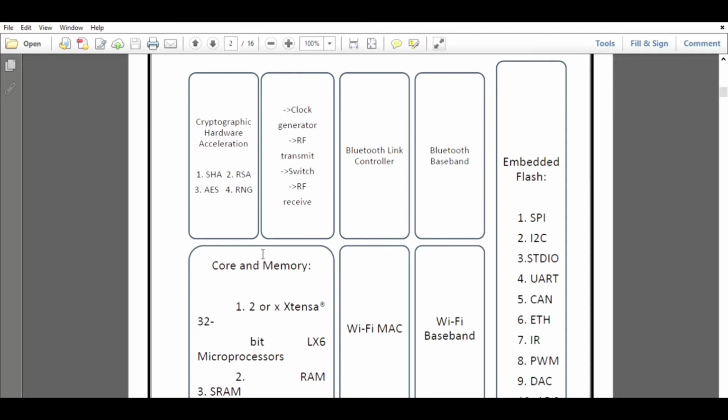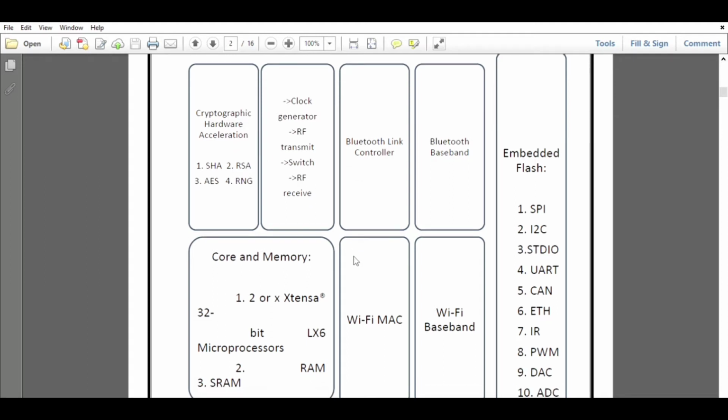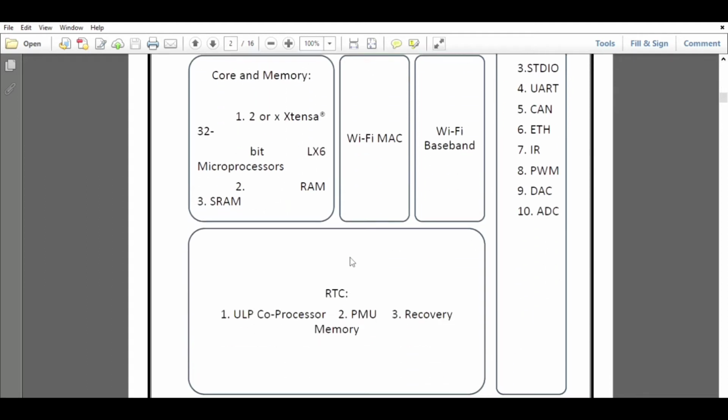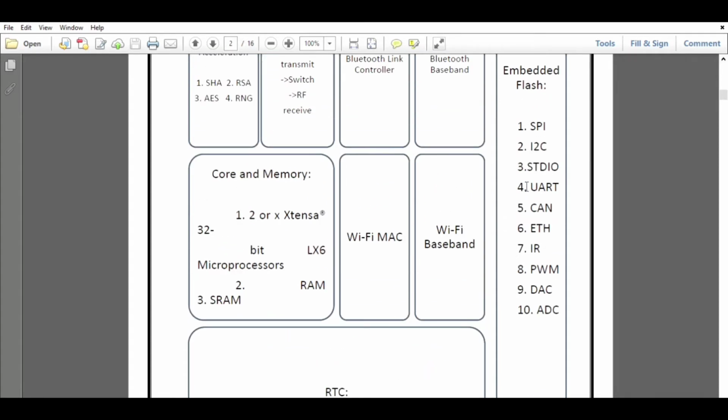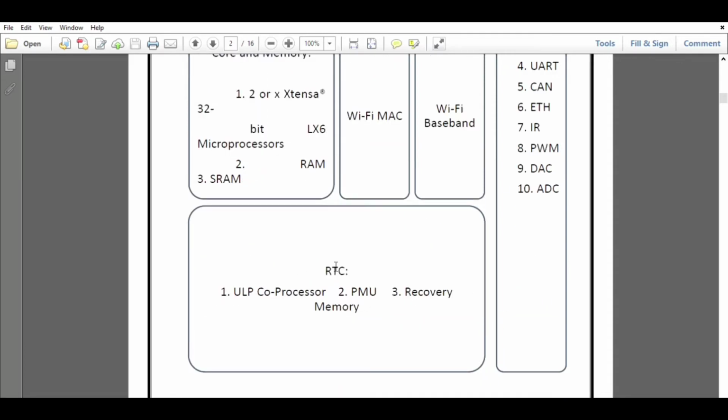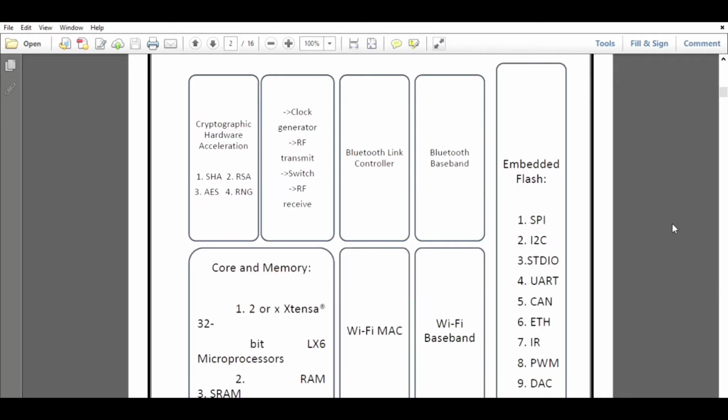It also has hardware acceleration for encryption, which allows connection to LoRa long-distance networks. We also observed that the clock generator, RTC, and other core and memory and embedded flash are there in the circuit. The RTC section is used to keep the time and clock up to date. Embedded flash is used to accommodate extreme temperature, shock and vibration.